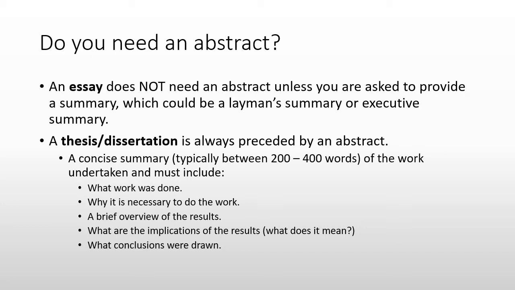When we're talking about a thesis or a dissertation, these documents are always preceded by an abstract. An abstract is a concise summary of the work that you have undertaken and what it means. So it is not a section of conclusions, it is not an introduction, it is between 200 and 400 words, and it must include those criteria there.